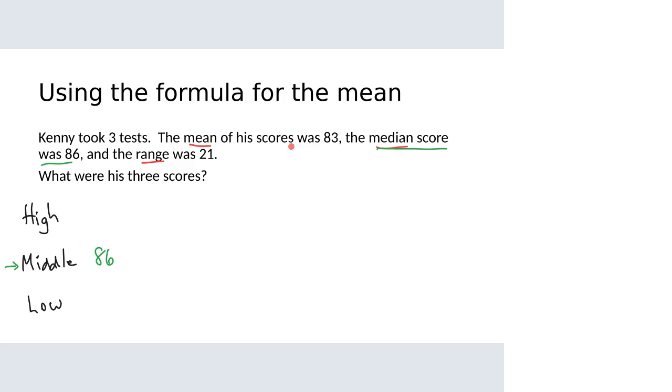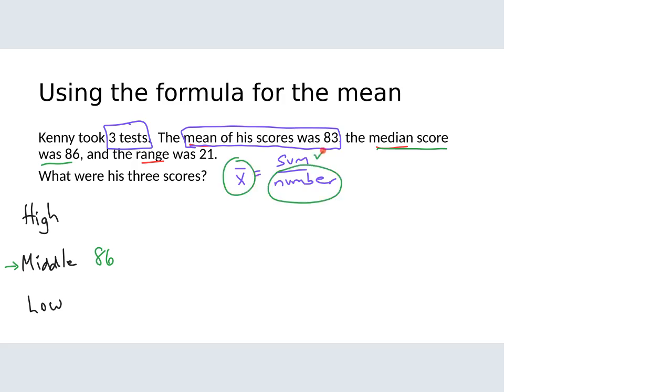And the thing we haven't used yet here is that the mean of his scores was 83. If you're going to give me the mean, I'm going to lean back into the formula for the mean. In this particular case, I know he took 3 tests and I know the mean was 83. So here again, just like we've seen all day long, I know the mean, I know how many there were, so I can find the sum of his test scores.